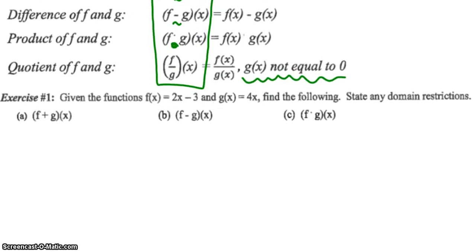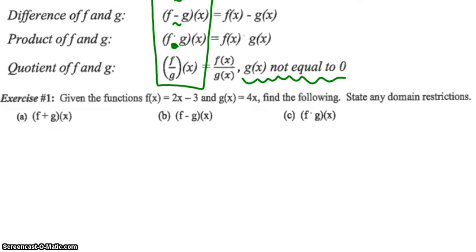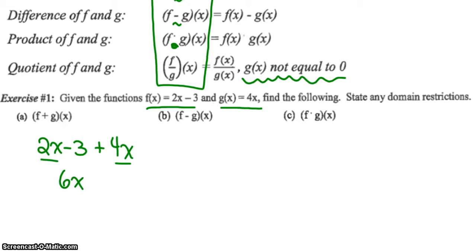So we've got some examples here. We're going to start, they gave us f of x and g of x, and we're going to start just by adding them together. So you would have 2x minus 3 plus the 4x. So the 2x and the 4x can be combined. So you have 6x minus 3 is f plus g of x.